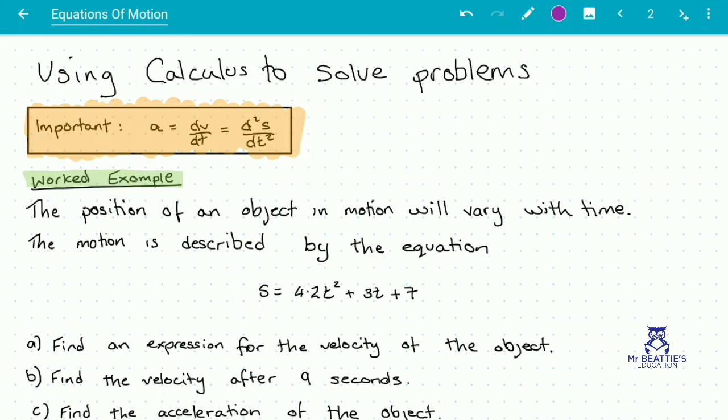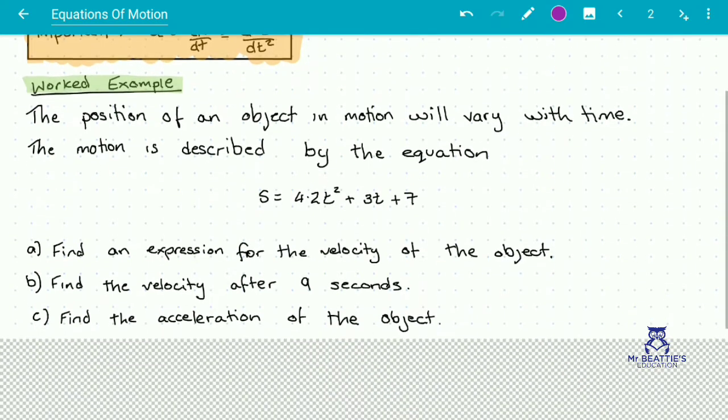Okay, so it's important that we remember before we start that the acceleration is the derivative of the velocity, which is the derivative of the displacement. So acceleration is the double derivative of the displacement. Okay, and that's our key that's going to get us through this question.